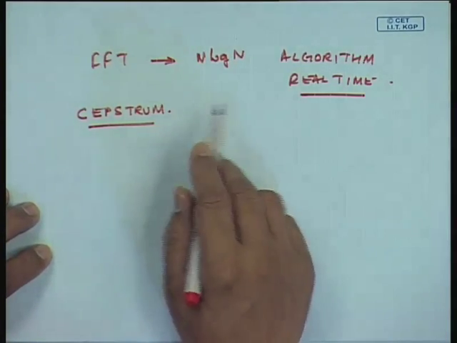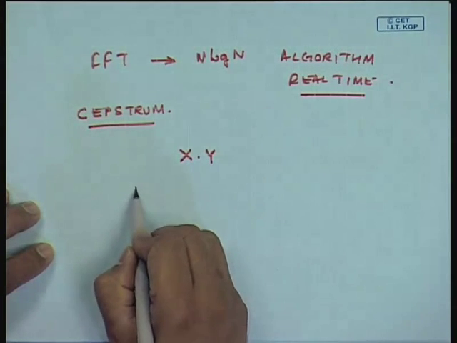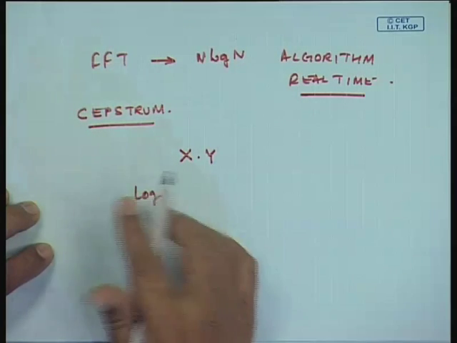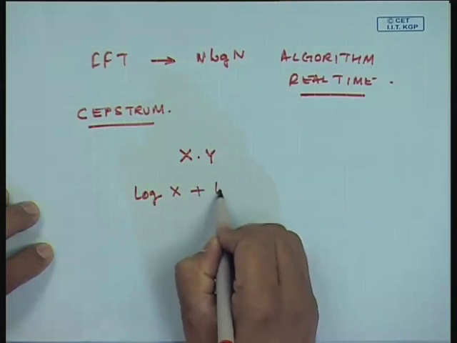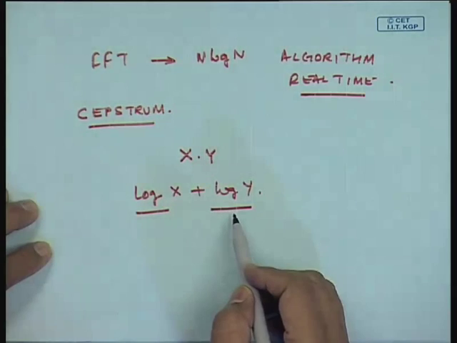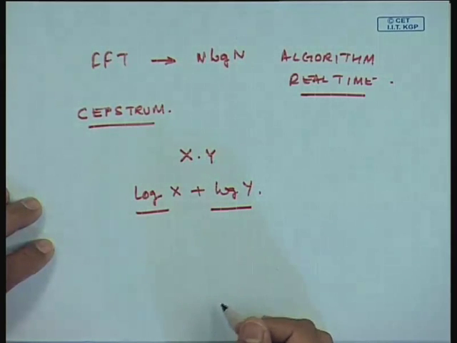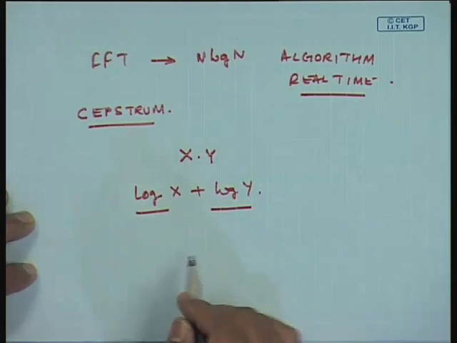Another effect of cepstrum is that it deconvolutes, or removes the effects of the path. If two signals are convoluted, the effects are there. Suppose a signal x multiplies with signal y. But if I take the logarithm, it will be log x plus log y. So, the effect of the path is actually added to a signal, which can be nicely removed once you do cepstrum.